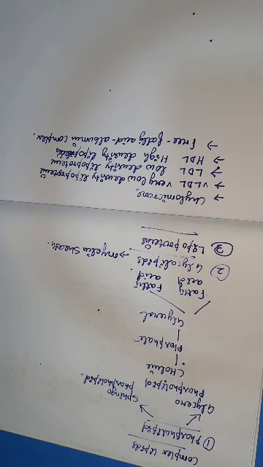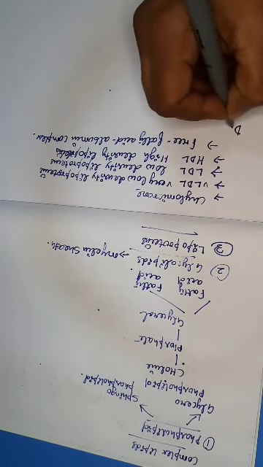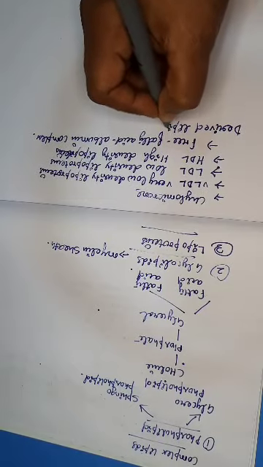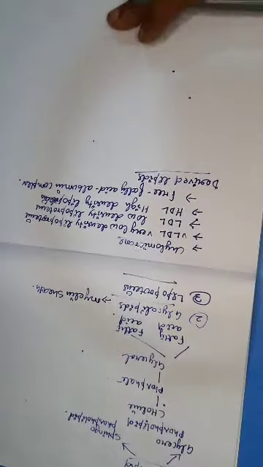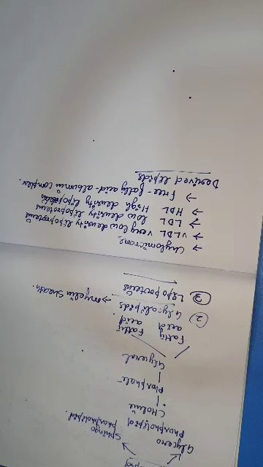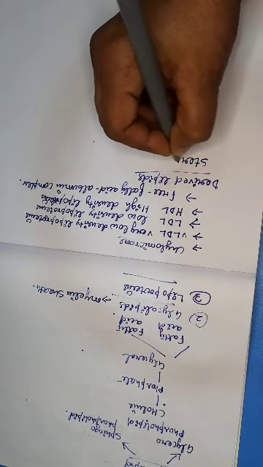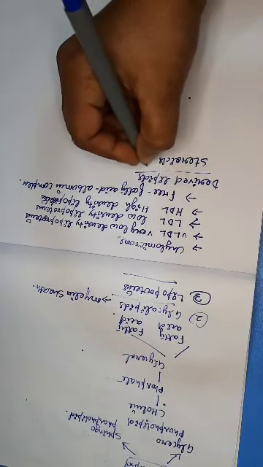Then let us come to the next category, that is that of the derived lipids. And this is the most diverse group among the lipids. The derived lipids are the derivatives which are obtained on the hydrolysis of either simple lipids or the complex lipids. The most famous example will be the steroids. This term is quite popular among you.